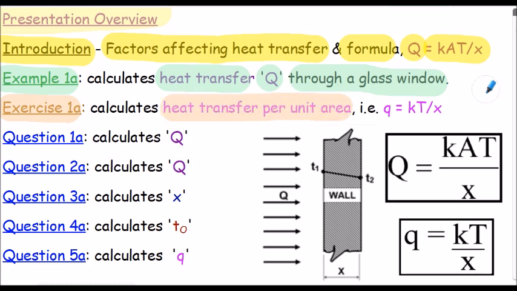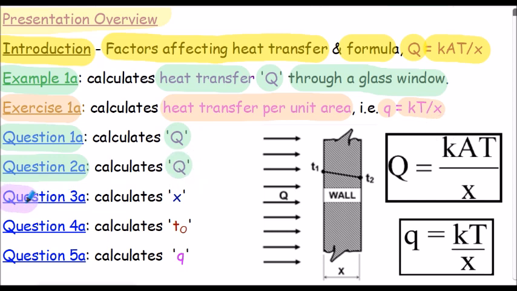In this presentation, I use lowercase q to denote heat transfer per unit area, and the formula simplifies to q is equal to KT divided by X. In other words, we've omitted the A term from the equation. So then we have a series of questions for you to attempt that are primarily based on the example and the exercise. So question 1A and question 2A, based around example 1, they calculate the heat transfer capital Q.